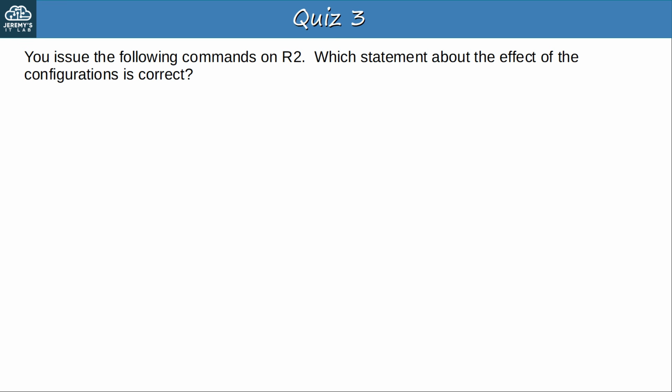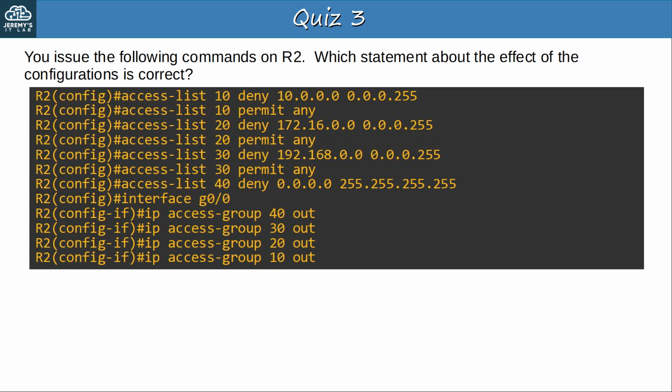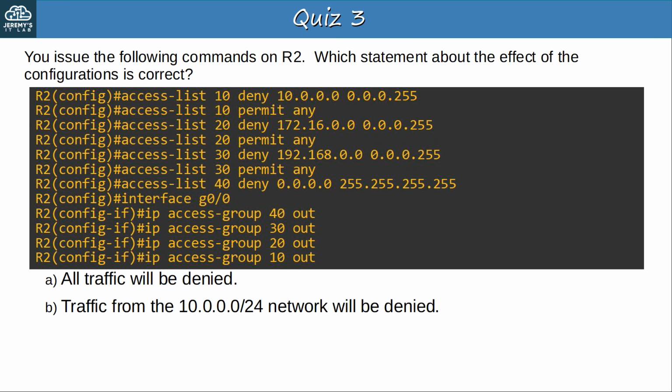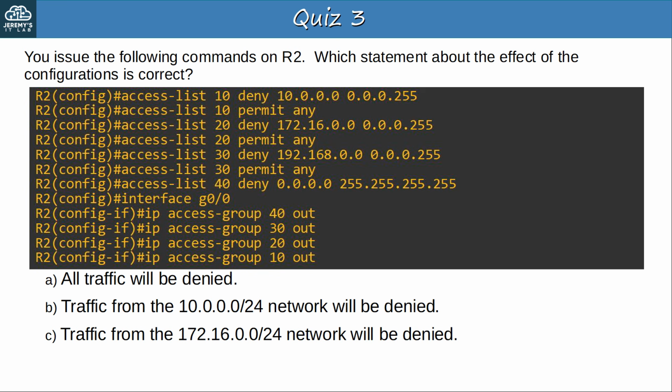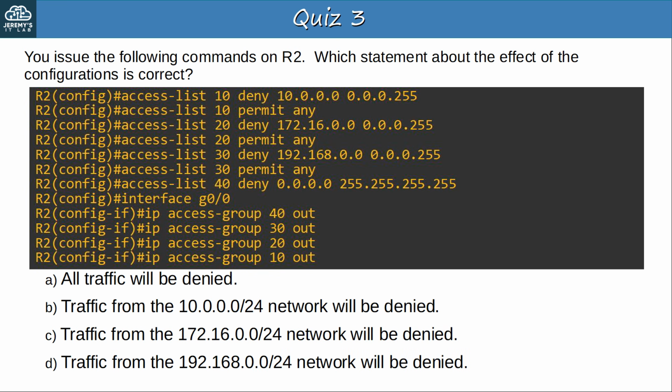You issue the following commands on R2. Which statement about the effect of the configurations is correct? Here are the configurations on R2, and here are the options. A. All traffic will be denied. B. Traffic from the 10.0.0.0/24 network will be denied. C. Traffic from the 172.16.0.0/24 network will be denied. Or D. Traffic from the 192.168.0.0/24 network will be denied. Pause the video to think about your answer.